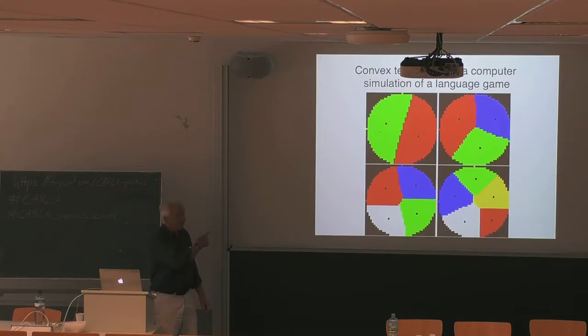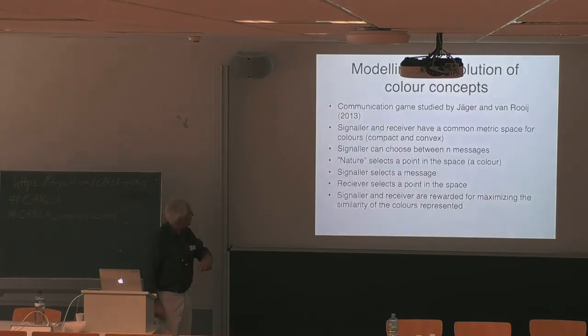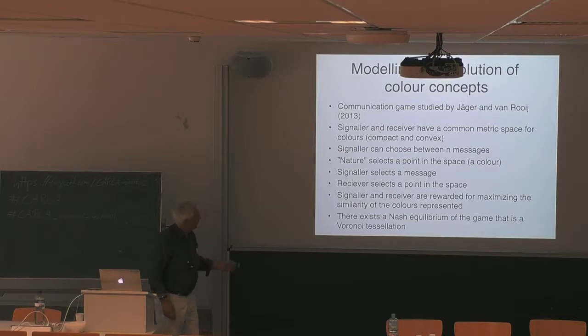And they can show that, getting back to this now, they're rewarded for this similarity. And they show that there is a Nash equilibrium, this is a game theoretical term, that is a Voronoi tessellation. You end up with a Voronoi tessellation of the color space in this communication, if you have a finite number of signals. Now, this is dependent on the notion of similarity. You're rewarded for how close you come to the points. So that's the way in which the geometry comes into the thing here.